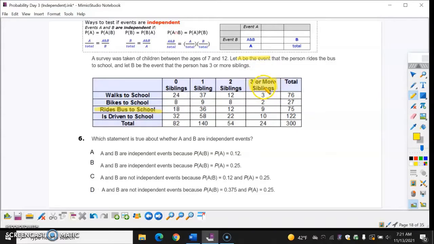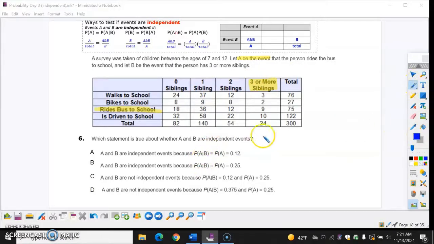By the way, it could be that maybe 0 siblings is independent and 1 sibling is dependent. There can be more than 1 in a two-way table. Just because 1 is independent doesn't mean that they all are. So, looking at these events, let's see if they are independent.